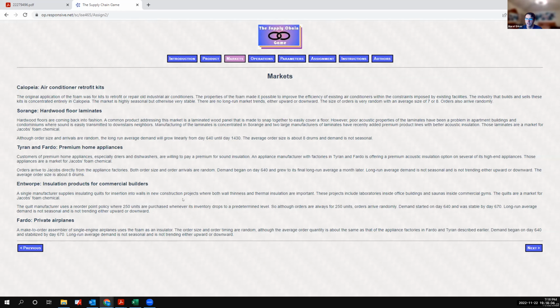And finally, there is another market for private airplanes in Fardo, the island. A make-to-order assembler of single-engine airplanes uses the foam as an insulator. The order size and order timing are random, although the average order quantity is about the same as that of the appliance factories in Fardo and Tyron, described earlier. Demand began on day 640 and stabilized by day 670. So it increases in 30 days. Again, another 1 month, it stabilized. Long-run demand is not seasonal and it's not trending, either upward or downward.